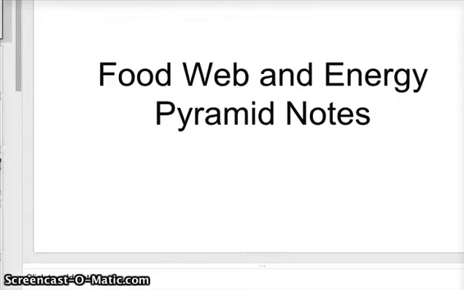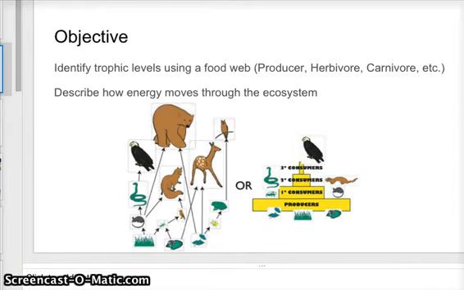This is the food web and energy pyramid notes. What you're going to be doing in this is you're going to have to identify the different trophic levels. That's basically what they eat at each level. So you're going to have to analyze a food web and pick out what the producers, herbivores, carnivores are, etc. And then you're going to have to describe how energy moves through the ecosystem. We're going to look at something called an energy pyramid here.